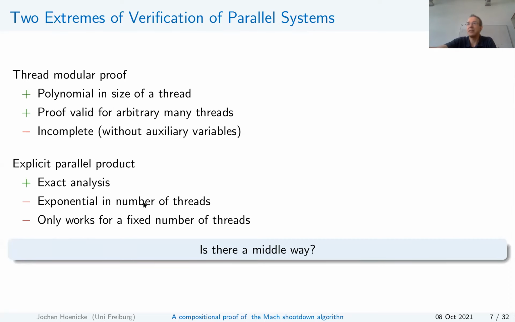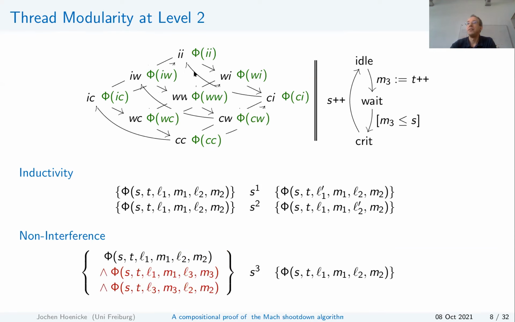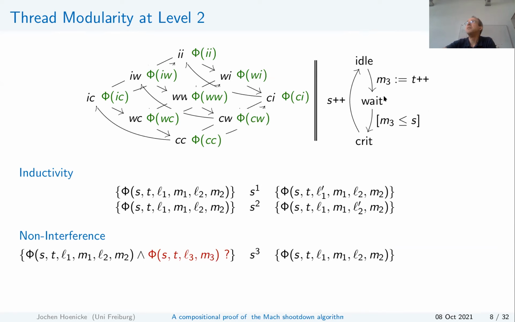And in this case, we look at thread modularity on level 2. And basically, this is the main idea of this talk and probably the slide that you should remember from this talk. So thread modularity on level 2 means you build the cross product of 2 threads. So level 2, therefore 2 threads. And you find an inductive invariant for these 2 threads. And then you put 1 thread in parallel to these 2 threads and ask if this 3rd thread is non-interfering with the 2 threads that you already have.